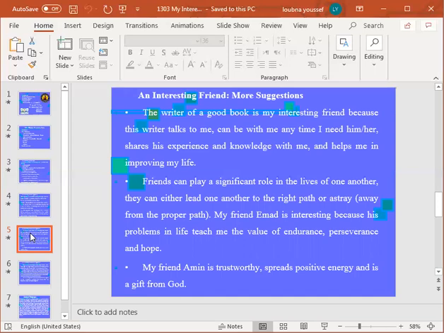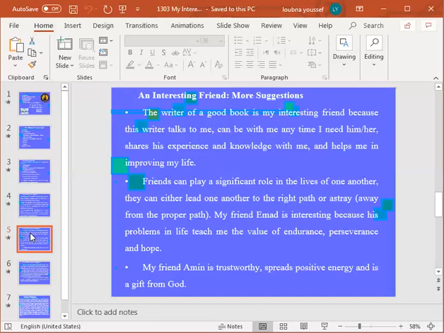Number 4. Now, another possible suggestion. Friends can play a significant role in the lives of one another. They can either lead one astray or to the right path, meaning friends can have a good impact on you, or they can have a bad impact on you. So those who have a bad impact on me are not interesting friends.